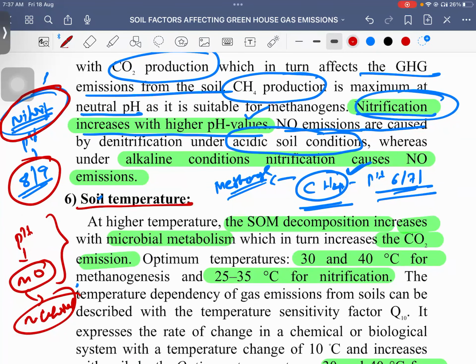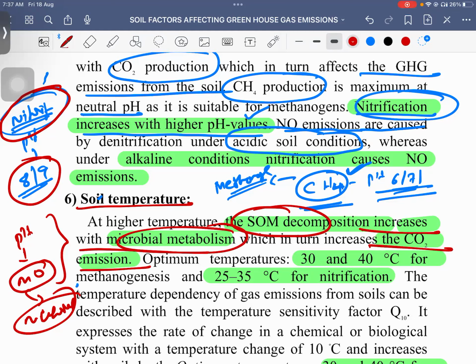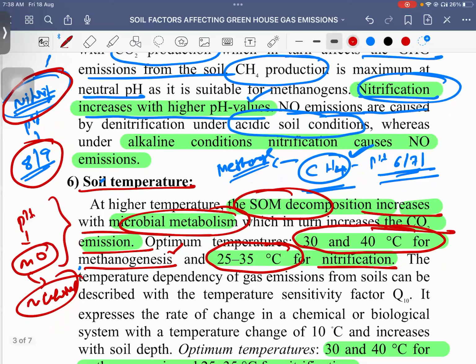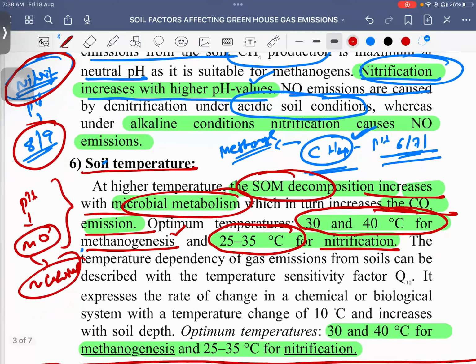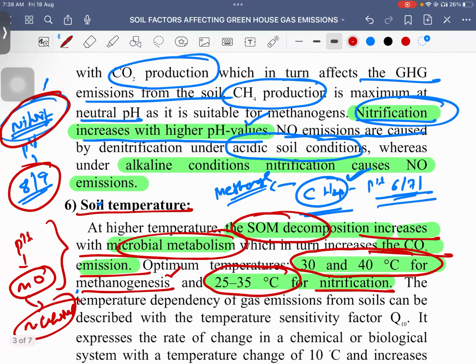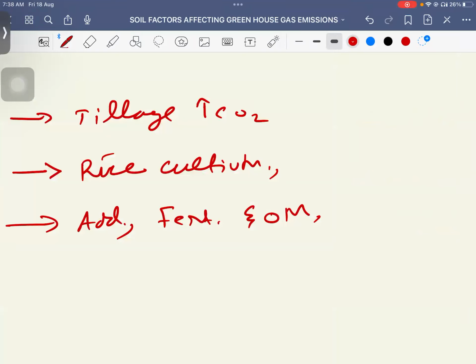Soil temperature also plays a very key role. There is no question that soil organic matter decomposition increases with microbial metabolism, which in turn increases the CO2 emission. We believe that 30 to 40 degrees Celsius is required for methanogenesis, the methanogenic bacteria, for CH4 production. Around 25 to 35 degrees Celsius is required for nitrification bacteria. So it shows that temperature also plays a key role. These are the major factors which we discussed.